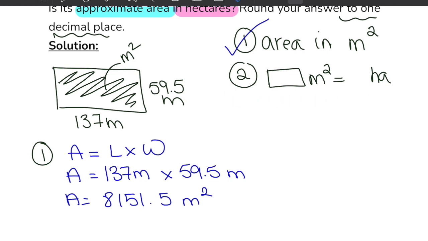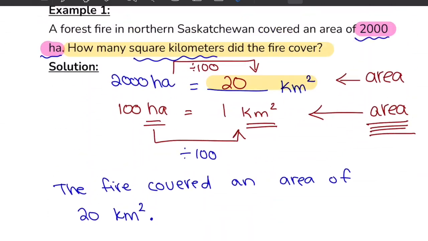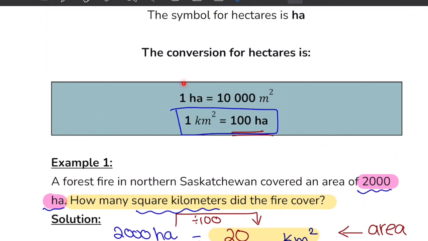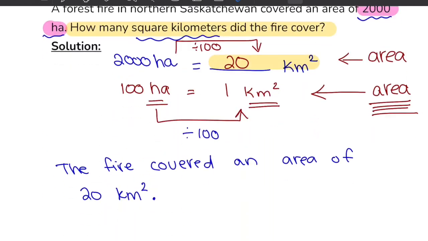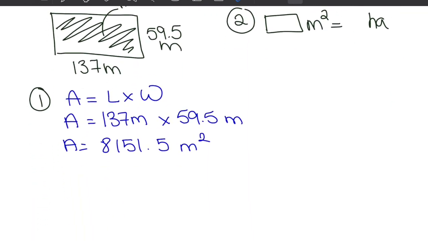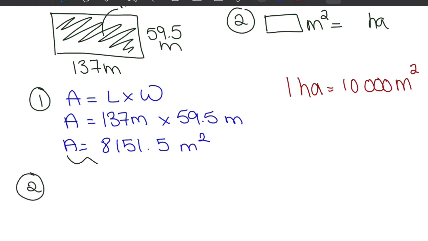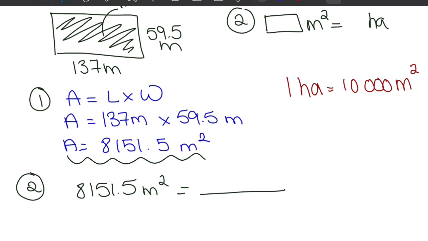So I need to know the conversion fact that relates meters squared and hectares. So I'm going to go up to my table, and it says 1 hectare is equal to 10,000 square meters. I'm going to write that down so I don't forget it. So 1 hectare is equal to 10,000 square meters. Okay, so now let me complete step number 2. I need to take this number, 8,151.5 square meters, and convert it into hectares.